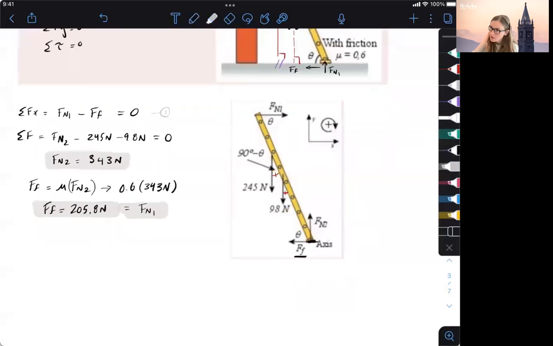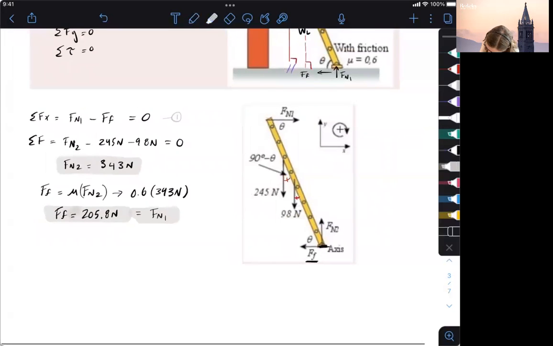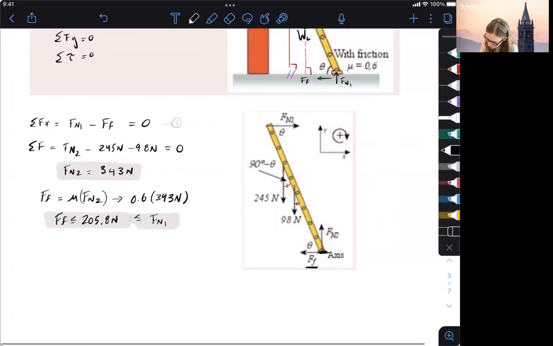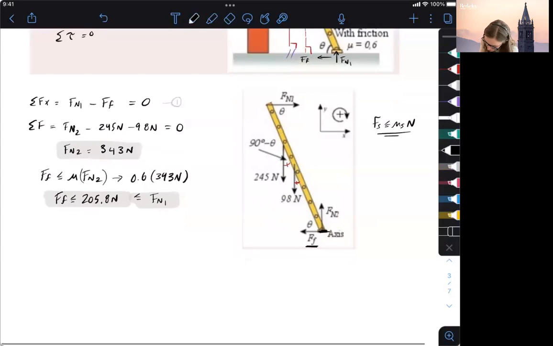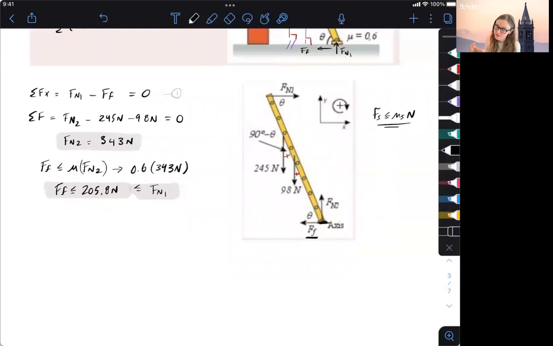So let's see here. Oh, and actually we should say that it's going to be less than or equal to, because this is static friction, it's not moving. It's not really going to be that big of a deal for this problem, but to be technically correct, our static friction equation is that Fs is less than or equal to mu s times the normal force. Okay, so we would just want to keep it under that value, or else if it goes over that value, then the ladder would slip and move.